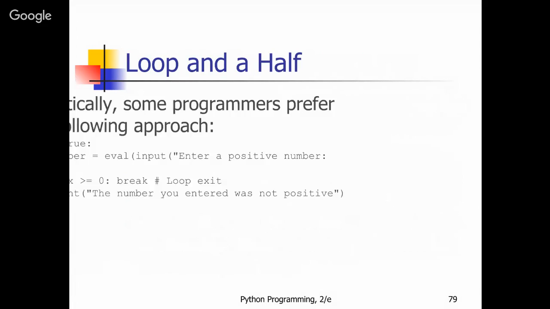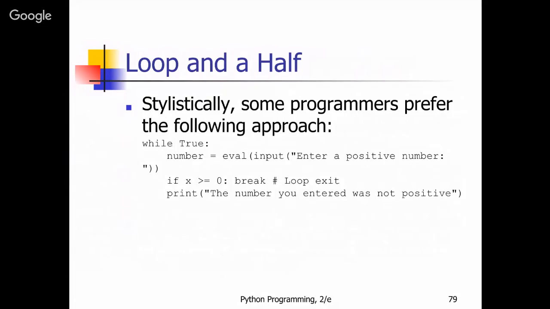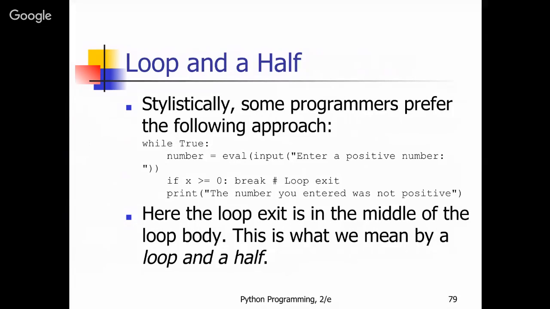All right. And this is yet another syntax you can use to describe this. While a condition is true, get a number, and then if the number is positive, break, or otherwise you print that the number you entered was not positive. So that's referred to as a loop and a half, right? Because the loop will exit in the middle of the loop body.